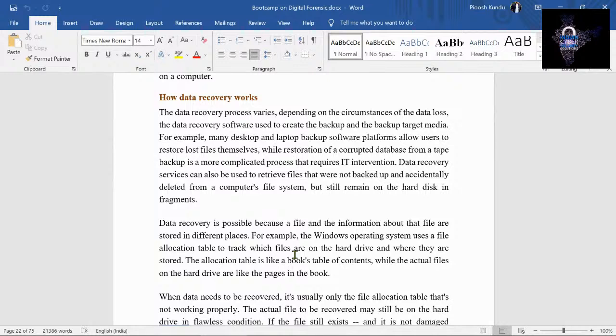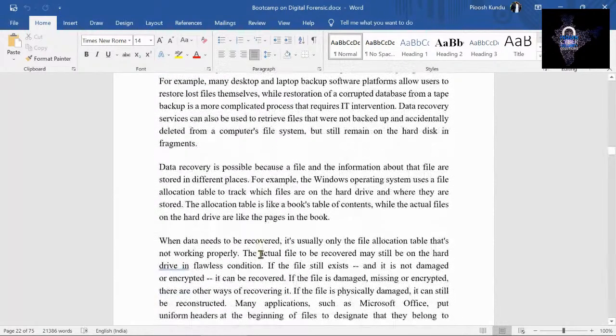Data recovery services can also be used for retrieving files that have not been backed up or were accidentally deleted from the computer file system, but still remain on the hard disk. In fact, data recovery is possible because the files and the information about the files are stored in different places. For example, the Windows operating system uses file allocation tables to track where files are stored on the hard drive. The allocation tables are like a book's table of contents, while the actual files on the hard drive are like the pages in the book.